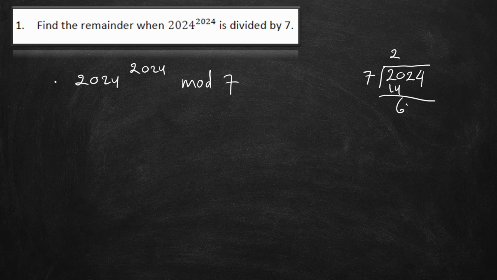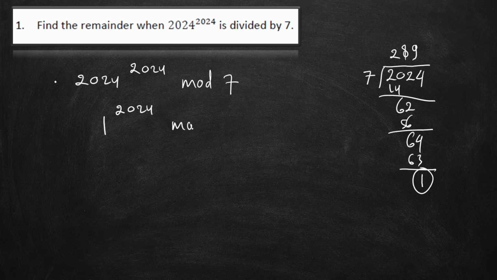So here we got 2, 14, and then 6, 62. So we have 8, 56, 6, 64, and then 9, 63, and then the remainder is 1. So it means that 2024, when we modulo it with 7, the result is 1 as remainder. 2024 modulo 7. So 1 power of 2024 is 1. So 1 modulo 7 is 1.